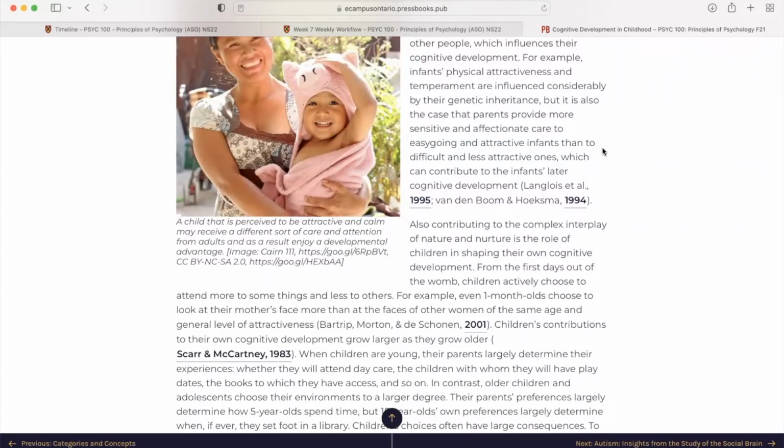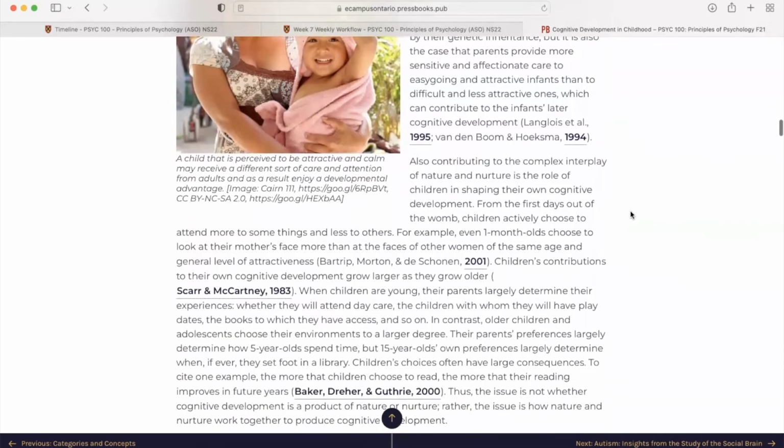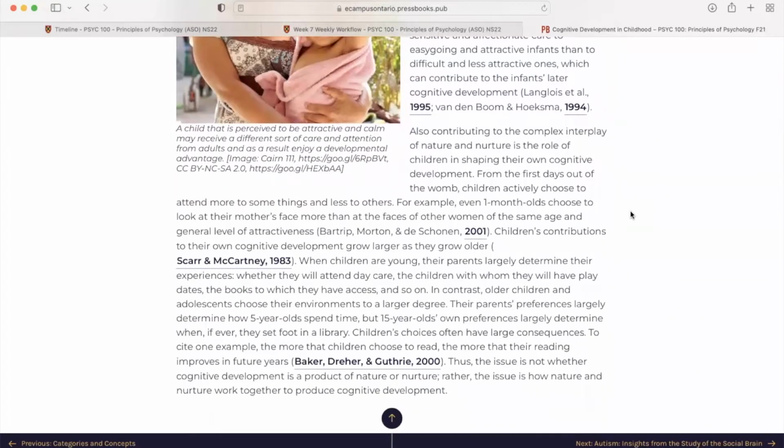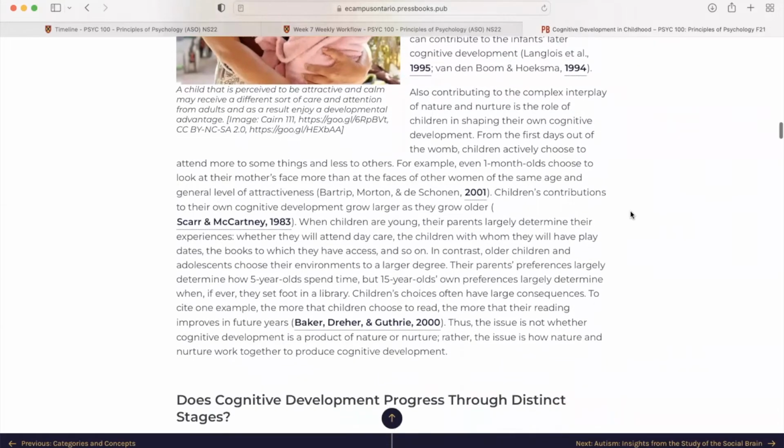Also contributing to the complex interplay of nature and nurture is the role of children in shaping their own cognitive development. From the first day out of the womb, children actively choose to attend more to some things and less to others. For example, even 1 month olds choose to look at their mother's face more than at the faces of other women of the same age and general level of attractiveness. Children's contributions to their own cognitive development grow larger as they grow older.